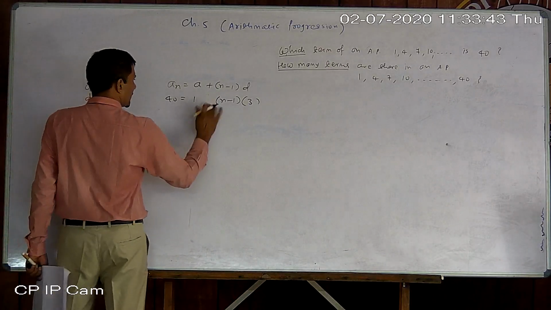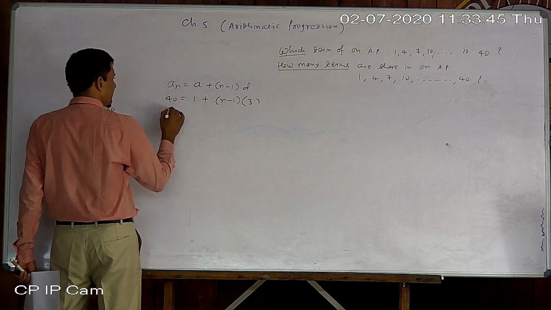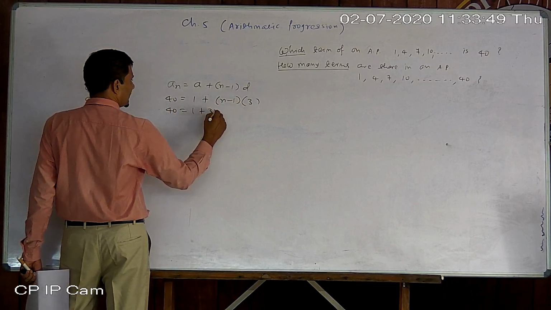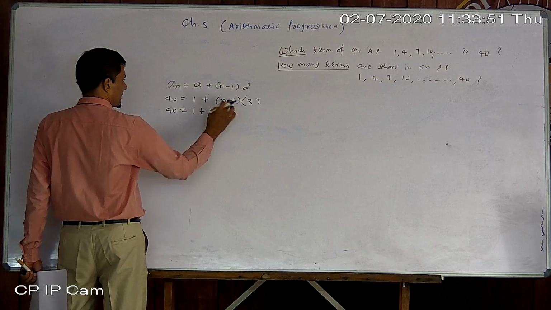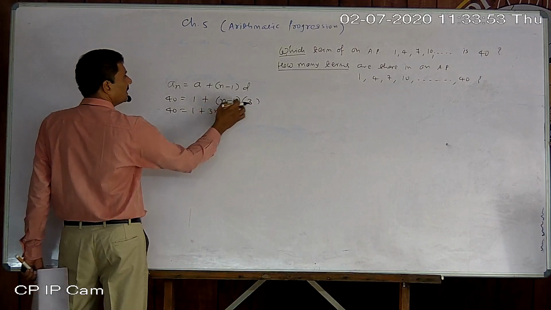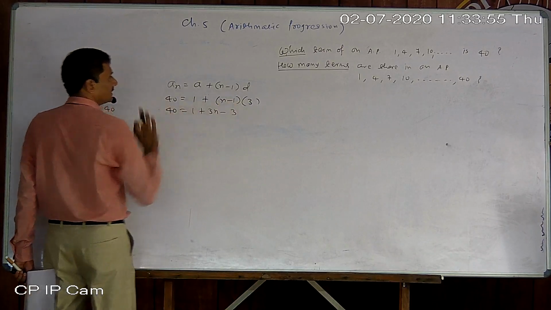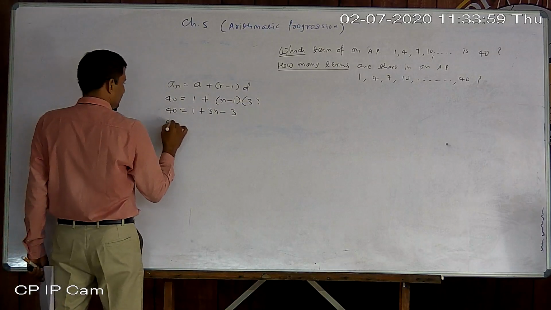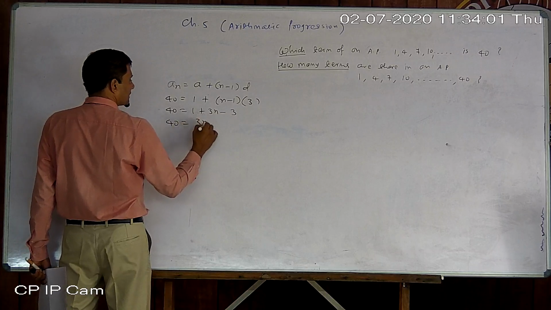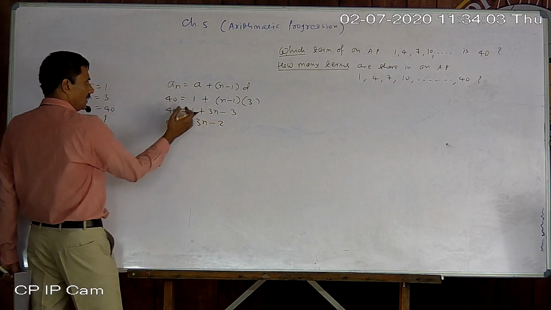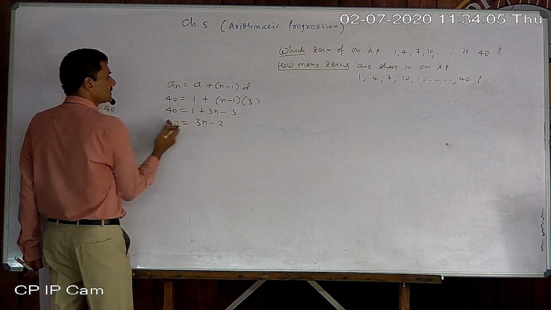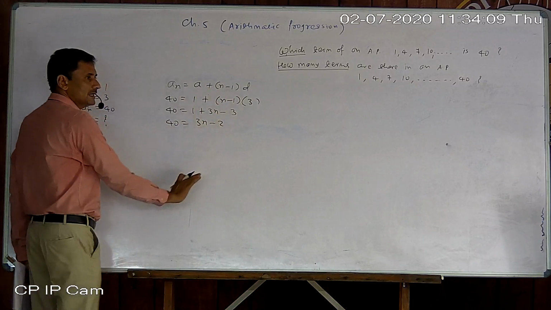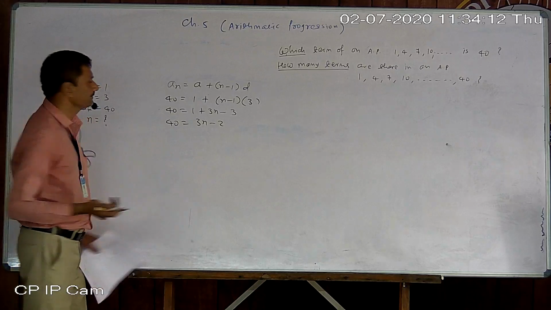Okay. So now let's simplify it. 40 equal to 1 plus, now open this bracket, 3n minus 3. Why? Because n minus 1 is not possible. So 3n minus 3. Okay, 3 is multiplied by the binomial. Now simplify here, it is 3n minus 2. Okay, now don't start shifting here. First of all, simplify the right side, then only start shifting.